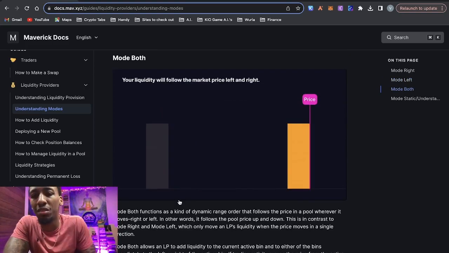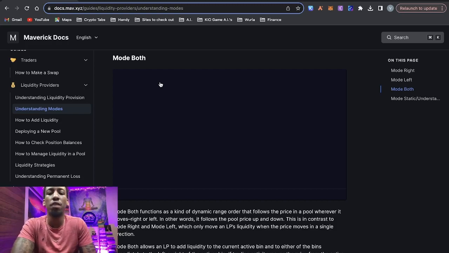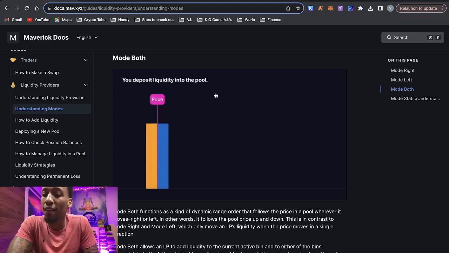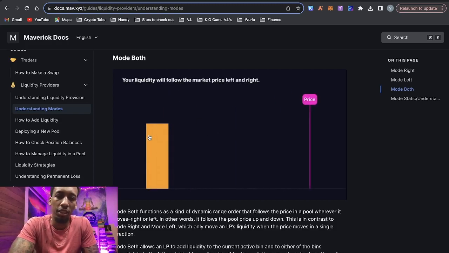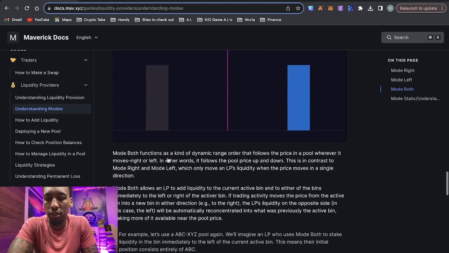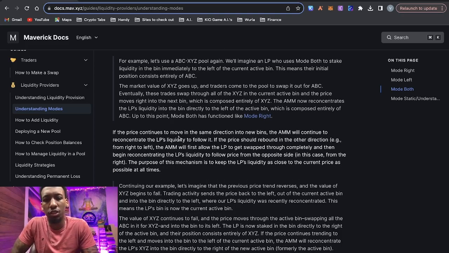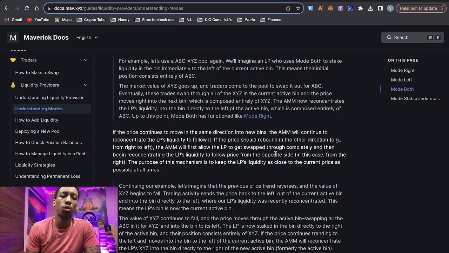The third mode is mode both. Your liquidity follows the market price to the right and to the left. And obviously this is better for like choppy markets. It says here, if the price continues to move in the same direction into new bins, the AMM will continue to reconcentrate the LP's liquidity to follow it. If the price should rebound in the other direction, the AMM will first allow the LP to get swapped through completely and then begin reconcentrating the LP's liquidity to follow price from the opposite side.